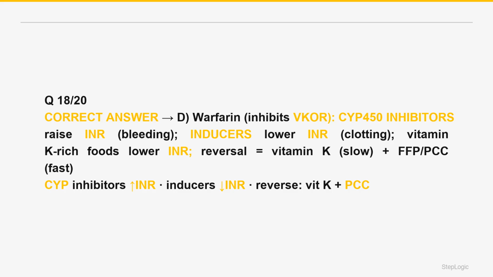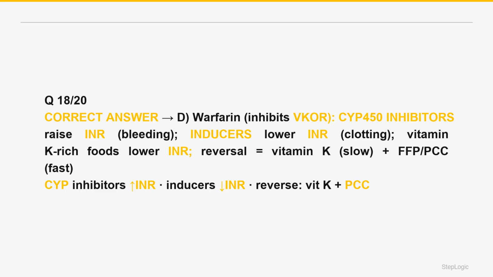The correct answer is D. The interaction logic is high yield. CYP450 inhibitors, e.g., many antibiotics, azole antifungals, amiodarone, cimetidine, grapefruit, slow warfarin metabolism, which leads to higher warfarin levels, the INR rises, and bleeding risk increases. CYP450 inducers, rifampin, phenytoin, carbamazepine, St. John's wort, chronic alcohol, speed metabolism, so the INR falls. Dietary vitamin K, leafy greens, directly antagonizes warfarin, lowering the INR.